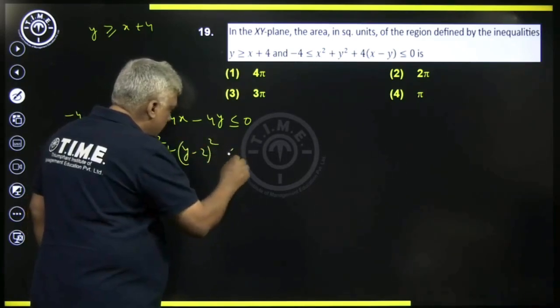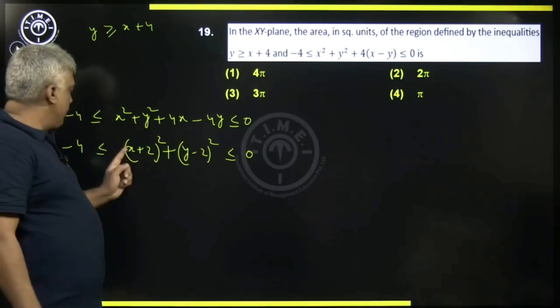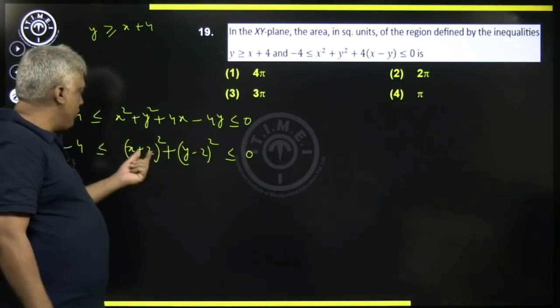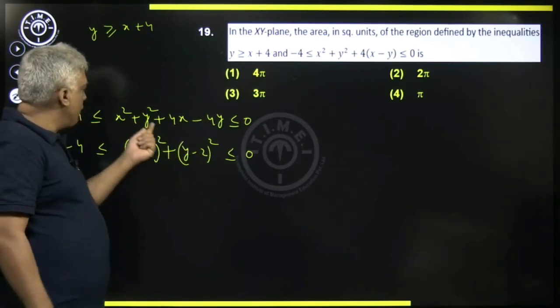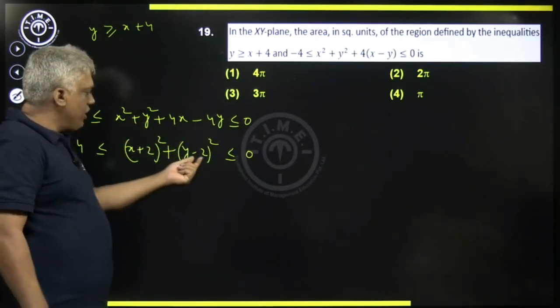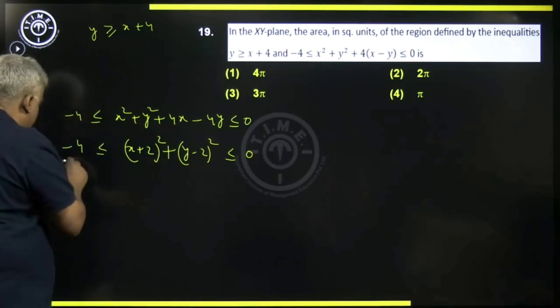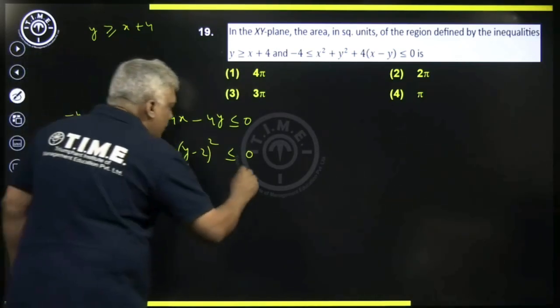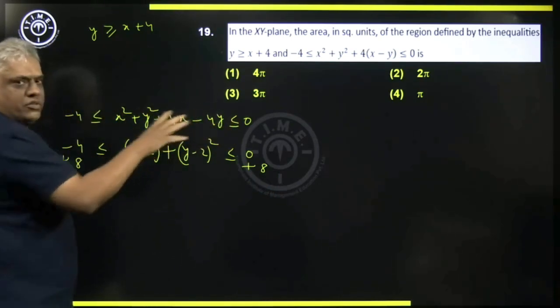When we wrote x plus 2 the whole square, we had x square plus 4x plus 4, so 4 is taken extra here. In y minus 2 the whole square, we have y square minus 4y plus 4. So we have taken 8 extra. Let's add 8 to all three expressions.